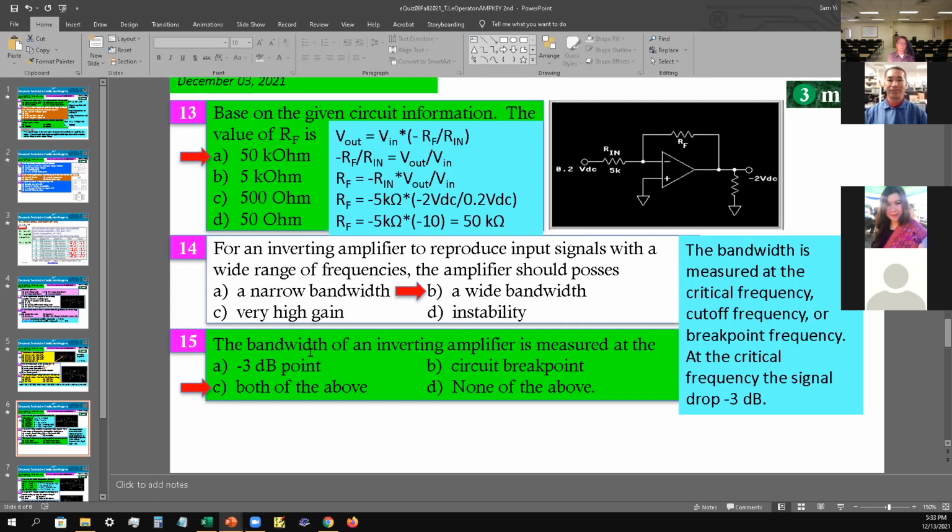Okay, number 15, the bandwidth of an inverting amplifier is measured at the, we measure mainly at the critical frequency. Another name for it is the cutoff frequency or breakpoint frequency, or the same thing as the -3 dB. So the answer is A and B. Therefore the answer is C is the most correct. So C as in cat for number 15. Both of the above are correct.